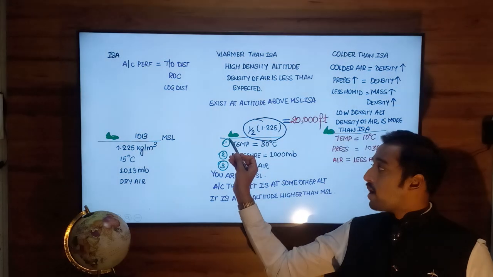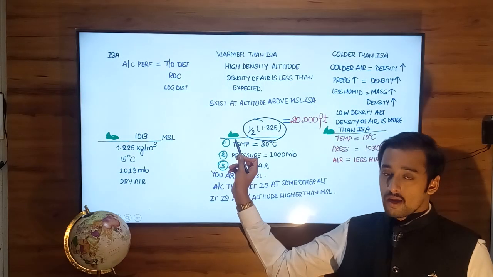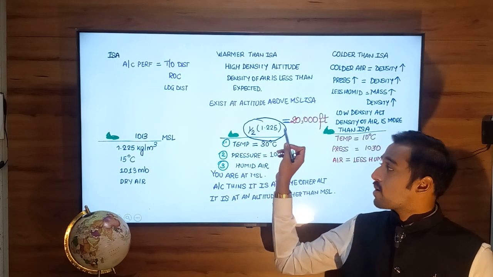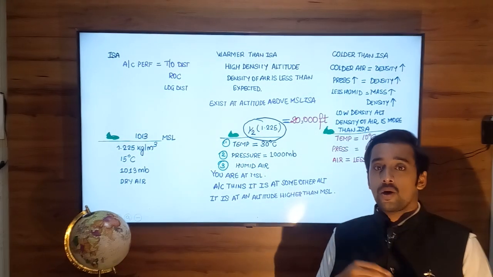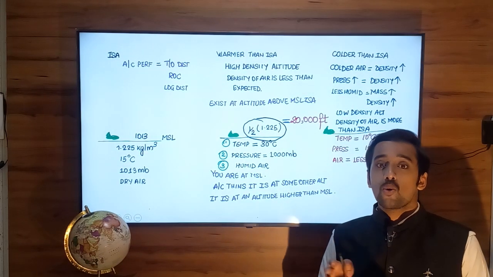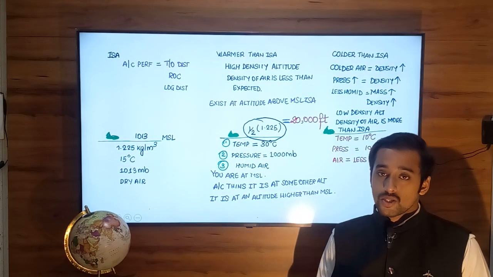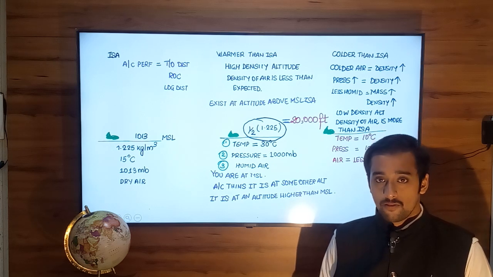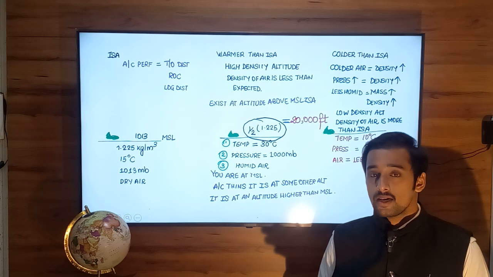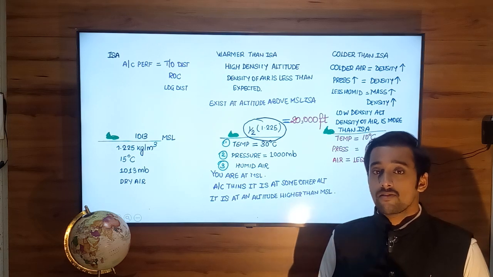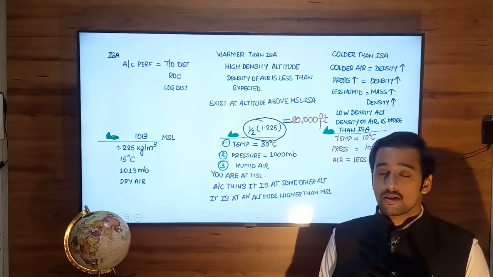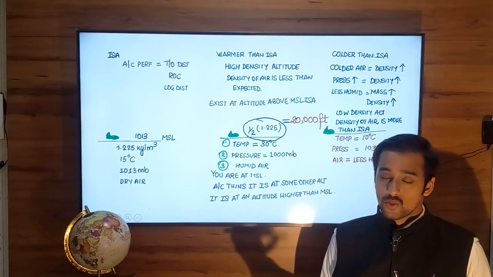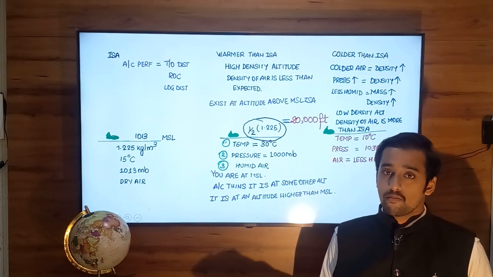In this case, you are technically at mean sea level, but you have density which exists at 20,000 feet. So at mean sea level, you are getting air density which is supposed to be at 20,000 feet. Although you are at mean sea level, the density altitude will be 20,000 feet. The aircraft will behave the way it would if it were at 20,000 feet. So that's why your aircraft performance will get impacted.